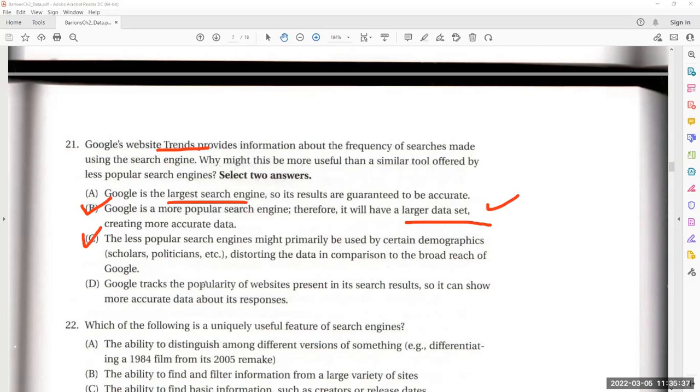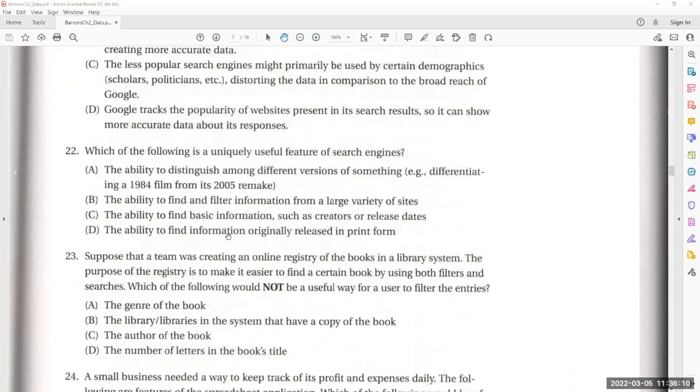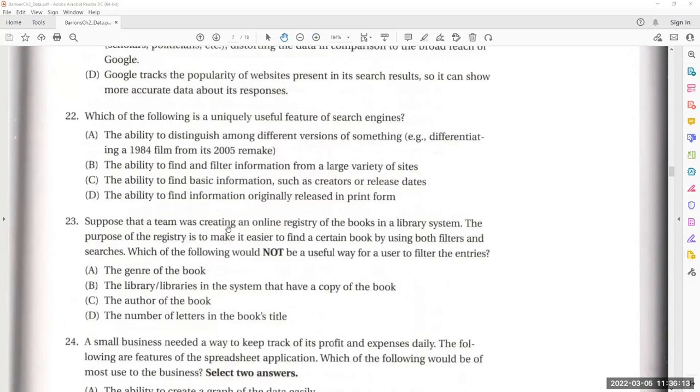Google tracks the popularity of websites. No, it doesn't track the popularity of websites. It tracks the popularity of the search keywords. We are talking about Google Trends. It's checking the popularity of keywords. Saying Yahoo is very popular, because people search Yahoo to know about anything, no, it's a general website. So we care more about the keywords, okay.